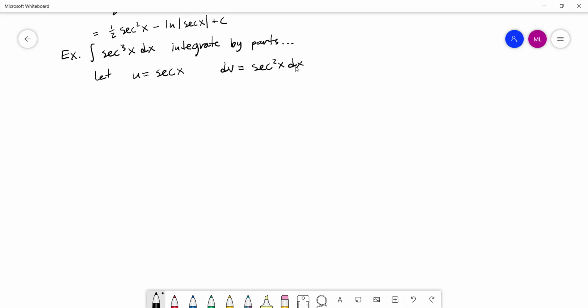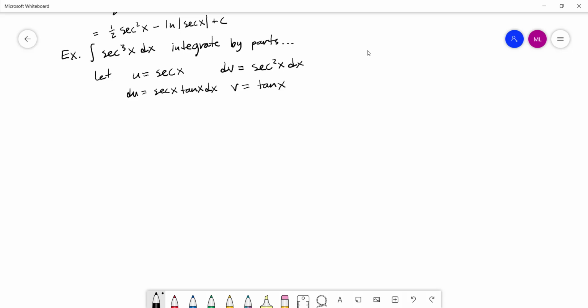I need this one to be the dv because this is something I know the integral of. I know that the integral of secant squared is tangent. So I had to pick a part of it that I'll actually be able to integrate. du, when I take the derivative of secant, we will get secant of x tangent of x dx. And when we integrate dv, that's where we get tangent of x by itself.